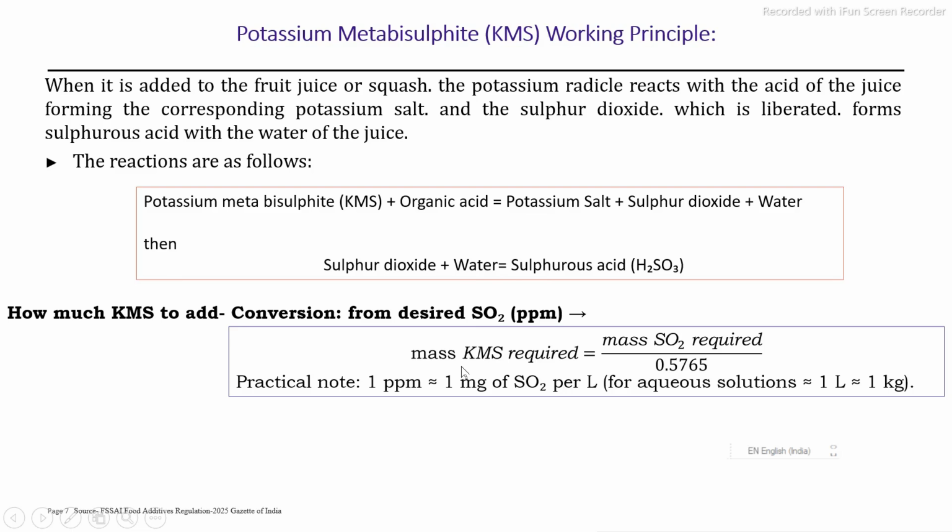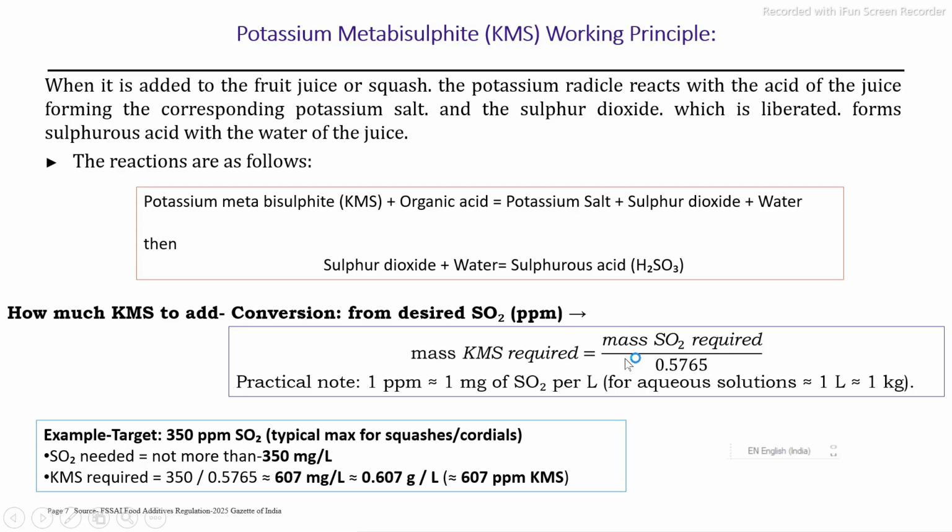This is the simplest formula. The amount of KMS required is equal to the mass of SO2 required, that means the ppm of SO2 required in the final product, divided by 0.5765. This is the formula used for the calculation. You can see in this example, if the target final product SO2 is 350 ppm, then 350 divided by 0.5765 gives the answer: we need to add 607 milligrams of KMS into the product. Then in this reaction, we finally get 350 ppm SO2 in that product.